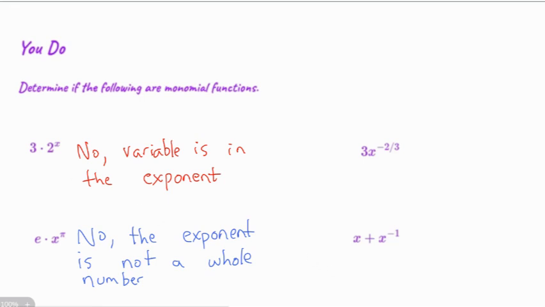And then we can draw that same explanation up here. No, the exponent is not a whole number. And then finally, we just had a group of no's. No, we have 2 terms.